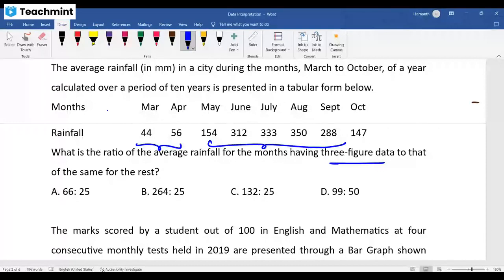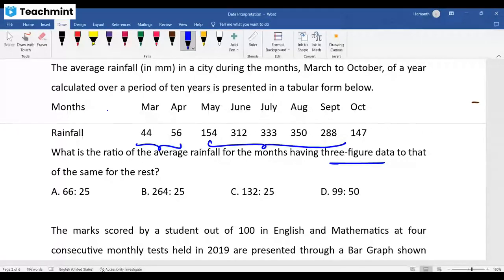44 plus 56 by 2. Actually, that is already average, right? Why do we need to calculate average? Let's check that also. What is the first line of the question? Is the data average rainfall or a normal value? Average. Again, are they asking for average? No. Average rainfall for the months with 3-figure data with respect to the rest: we need to calculate summation only. No need to do average because that's already an average value. The data available in the table is already average value only.